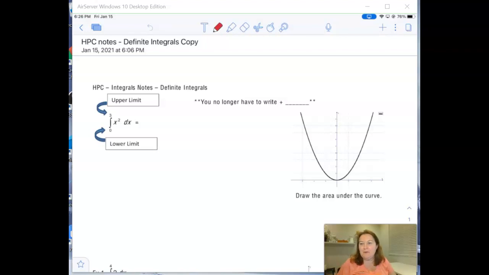Hey everyone, we're going to be working on notes for definite integrals today. Remember, integral is just another way to say antiderivative, going backwards from a derivative. The good news is you no longer have to write plus c, but you have to notice a few things before you get to skip the plus c.